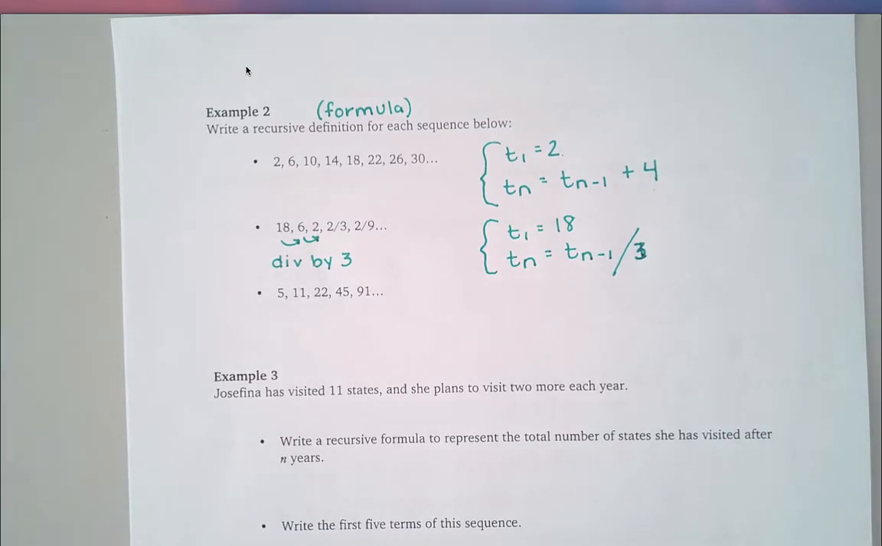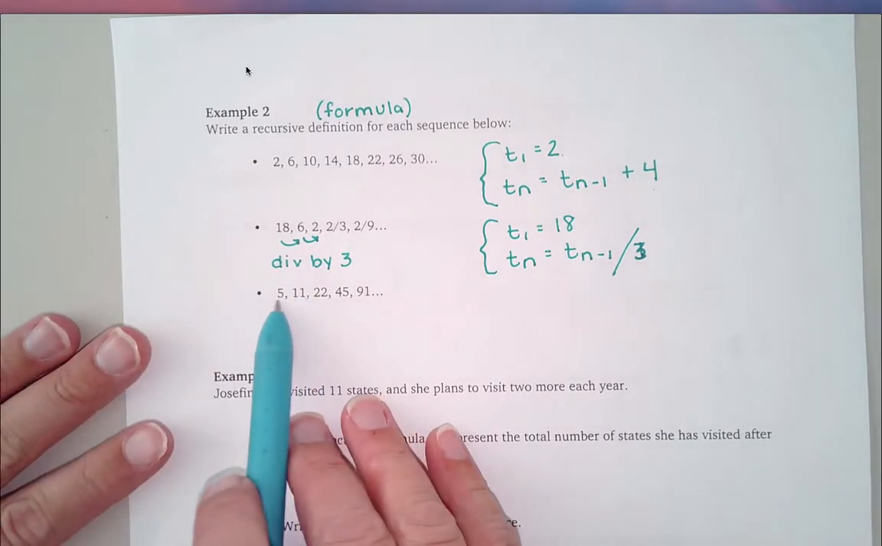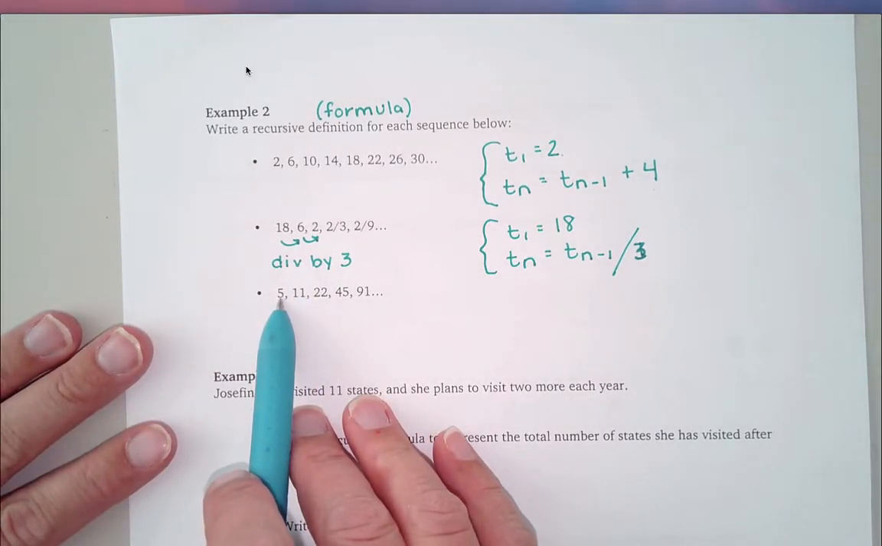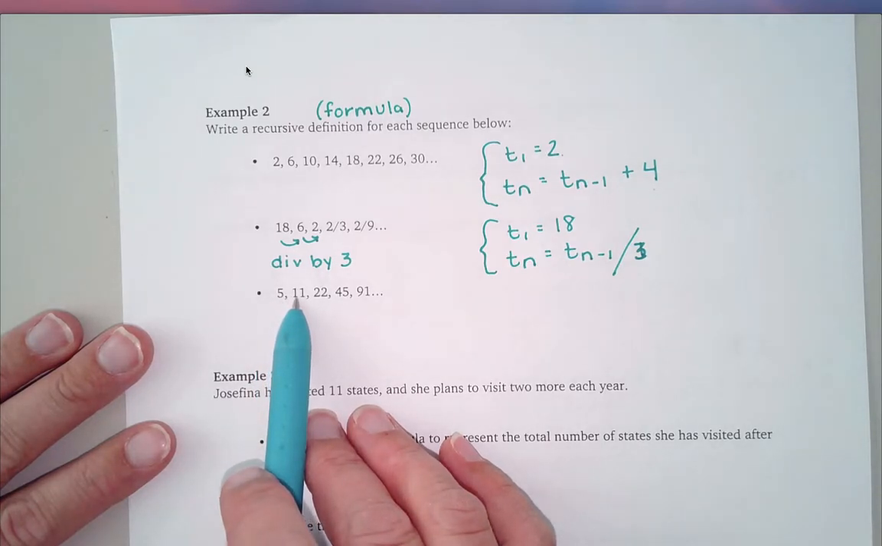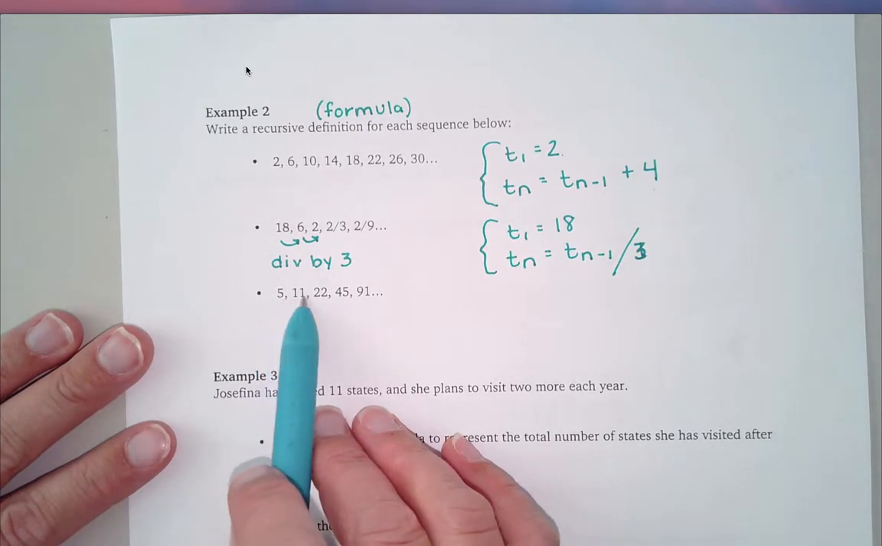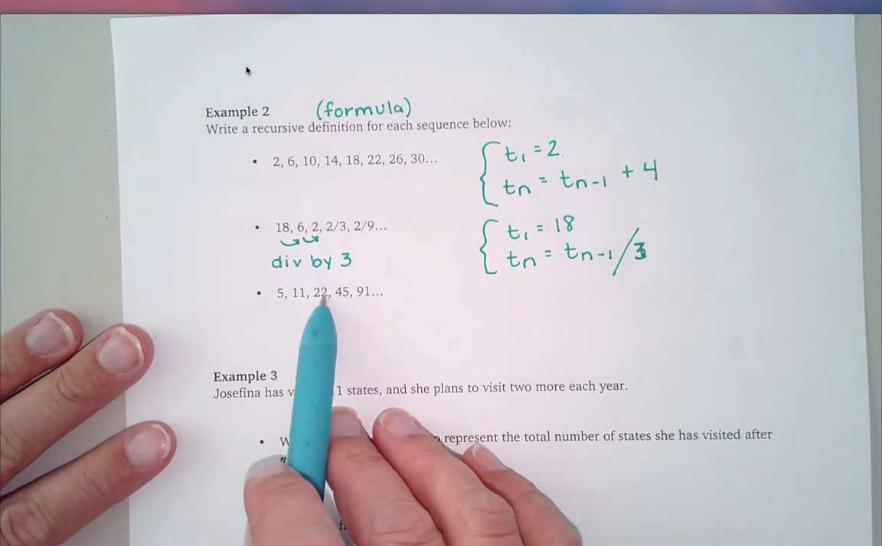Okay, so let's take a look at that next one. That next one's a little bit tricky. I go from 5 to 11, 11 to 22, 22 to 45, 45 to 91. I think we're going to skip that one. I think there's a mistake here because here's the pattern I'm seeing, and this is tough to see right now. Okay, this was put on here as sort of a challenge problem, but I think there's a mistake here. To get from 5 to 11, I could add 6, but I know that's not going to work, right? Because that doesn't keep going down here.